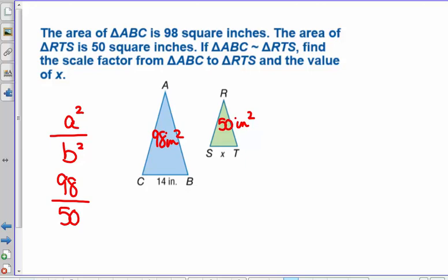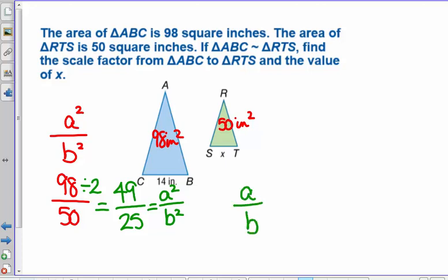I'm comparing these two. Well, the first thing I want to do with any fraction is reduce it first. I'm going to divide these both by 2. Oh, and when I divide by 2, look what fabulous things happen. I have 49 over 25. Remember, that represents the similarity ratio squared. To find out what the similarity or scale factor is, I would take the square root of these, right? Whatever you do on one side, you must do on the other. So the similarity ratio is actually going to be 7/5.